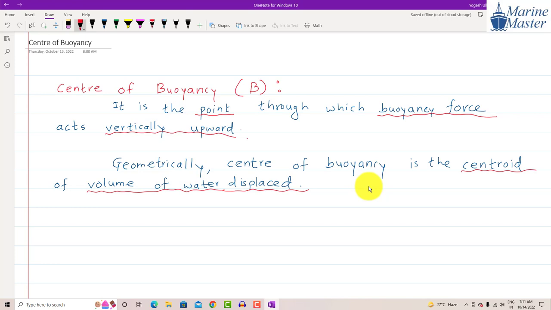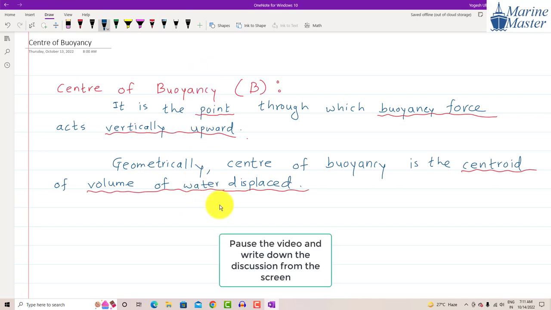Now, first of all, we will try to see what is meant by buoyancy force. We need this discussion before going further. Before that, write down these two things. Write down all this discussion about center of buoyancy, guys. Please, everyone, write down this discussion.